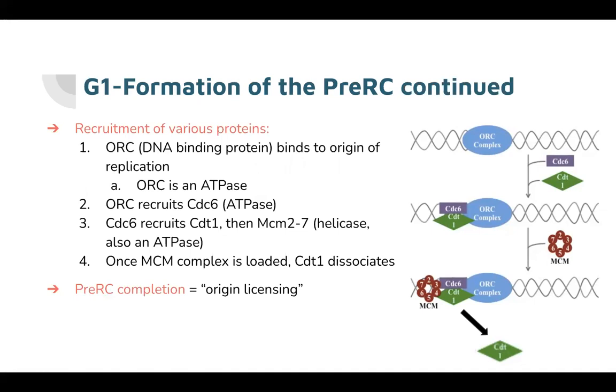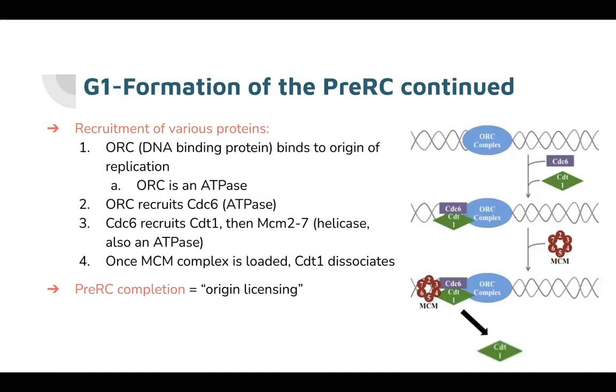Okay, so as I was starting to say before, the ORC, or the origin recognition complex, binds to the DNA. It's an ATPase, and it helps recruit a protein called CDC6, which is also an ATPase. CDC6 recruits another protein called CDT1. And CDT1 is not part of the pre-RC, but it does help recruit the next protein. So that's why it's important.